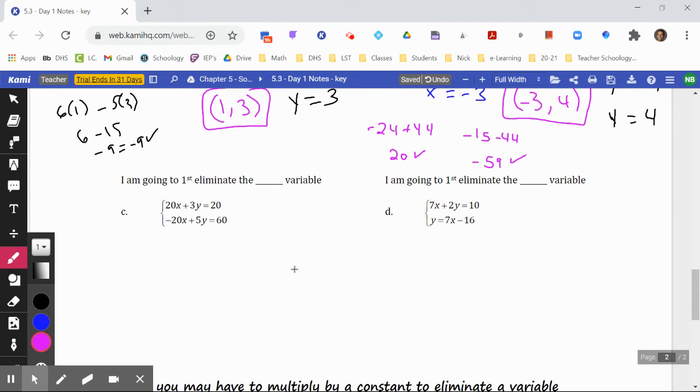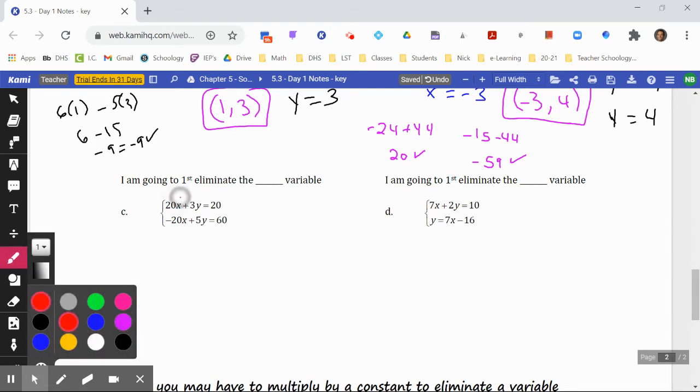All right, example C. We have 20x plus 3y is equal to 20, and negative 20x plus 5y is equal to 60. All right, again, these are lined up, right? They're in standard form. Again, I'm getting kind of lucky here. I've got opposite coefficients on that same variable, right? I got 20x and a negative 20x, right? So those are going to be eliminated first.